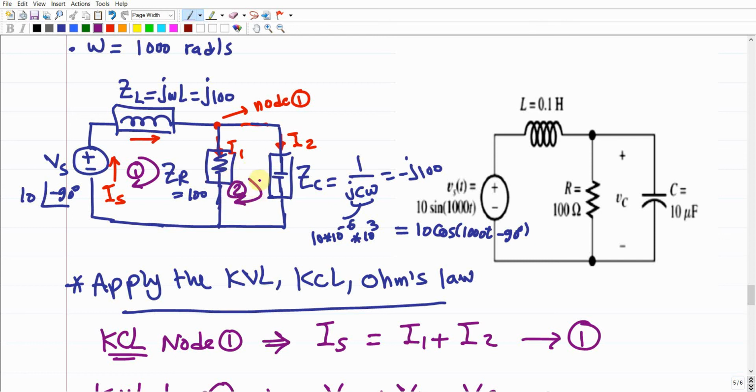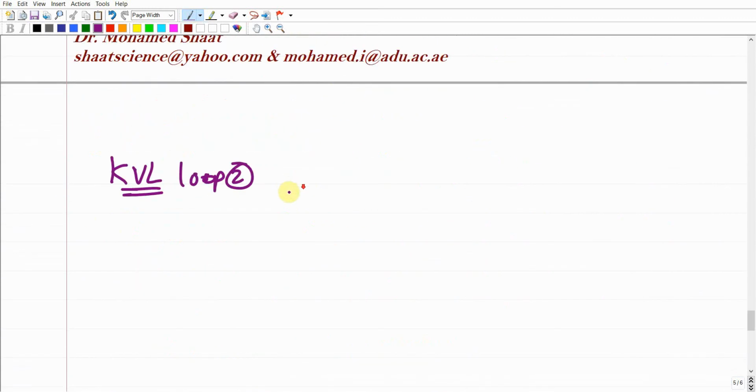Even if you rotate with the current, with the assumed direction of the loop, this direction is opposite to the I1 and the same direction as I2. So the voltage over ZR is going to be negative, and the voltage over ZC is going to be positive. So this is going to give us the loops. The second loop is going to be negative VR but positive VC equals 0.